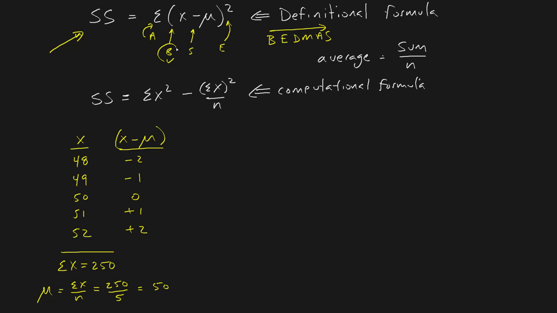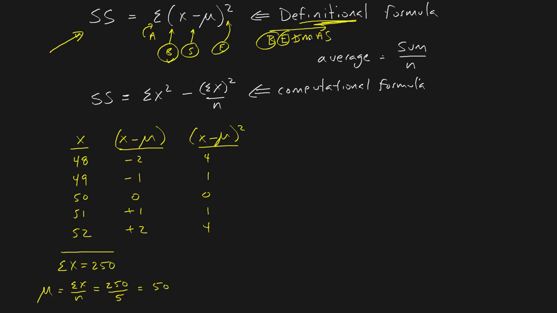So I've dealt with brackets, and incidentally, because the subtraction was in the brackets, I've dealt with that as well. Next come exponents. I have to take each of these results and square them. All of this is stuff I've done in previous videos, so this is just a recap of the definitional formula. Negative 2 squared is 4, negative 1 squared is 1, and so on. That takes care of my exponents.